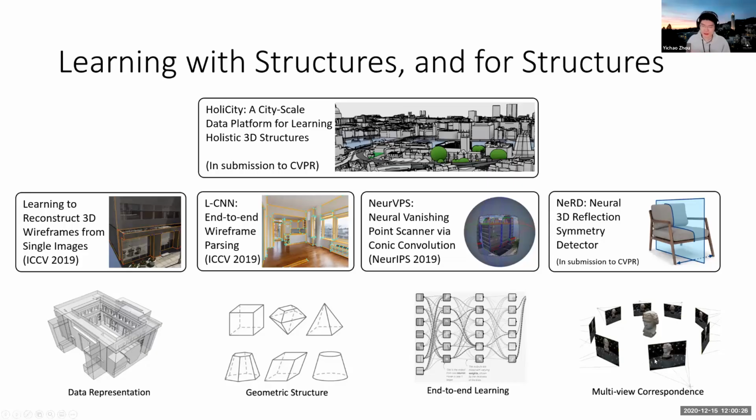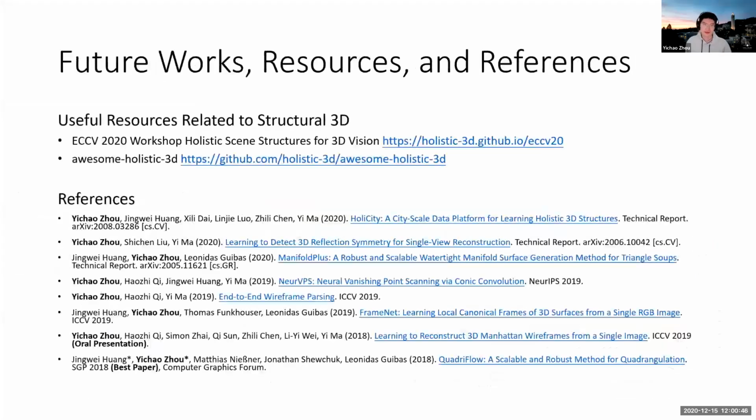Finally, we want to exploit the correspondence. So single view, we have symmetry; multi-view, I think this has already been done a lot of times. Finally, we have a data set. You need to put everything together with a data set. So that basically concludes this work.